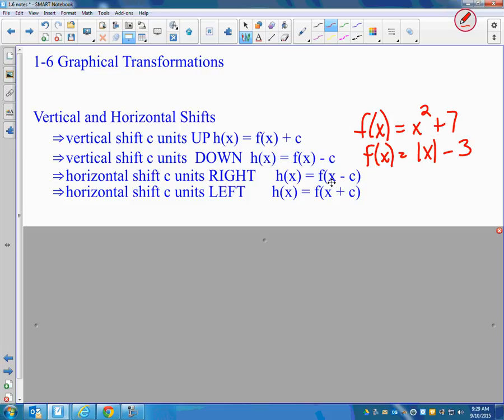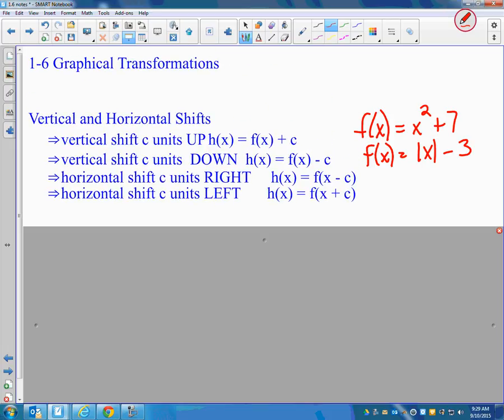Stretches and shrinks, I think, are the hardest ones, but inside a function. So that means like inside the squared part, inside the absolute value, inside the square root. So like I could say g of x equals the square root of x minus 3. What was it?